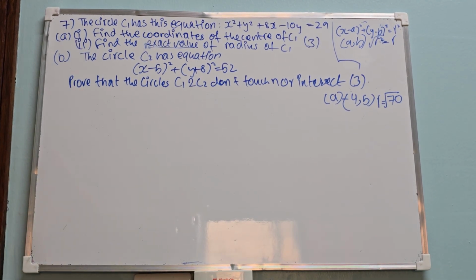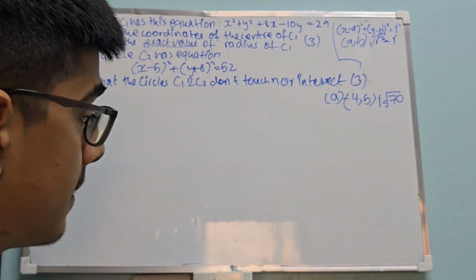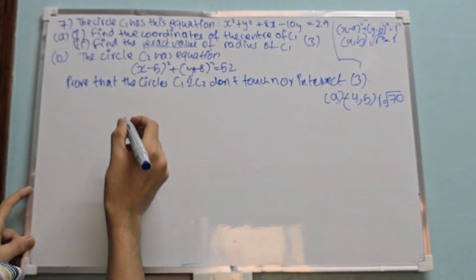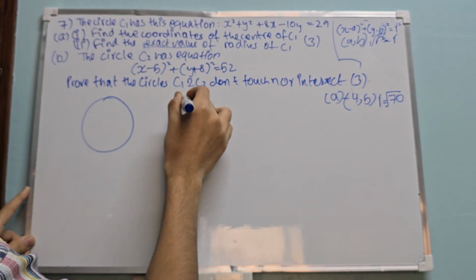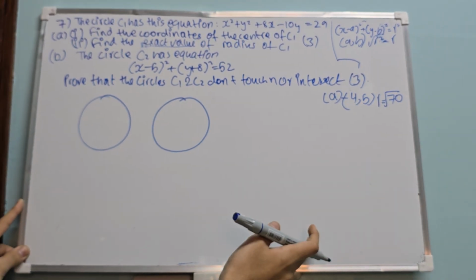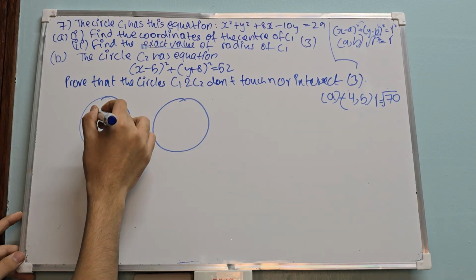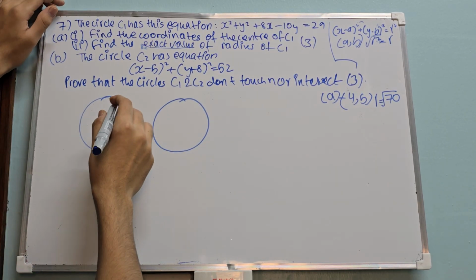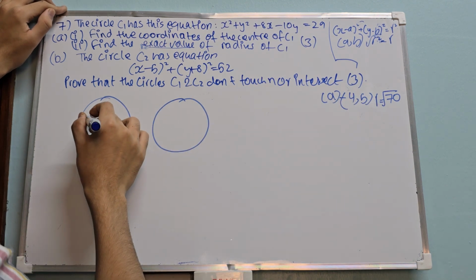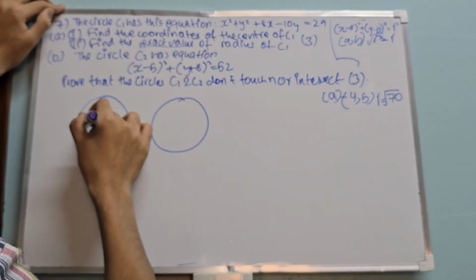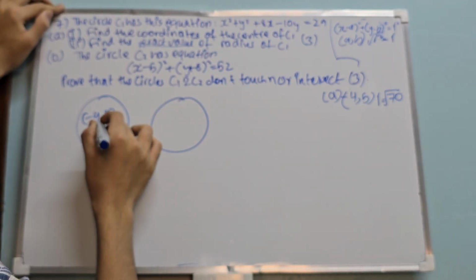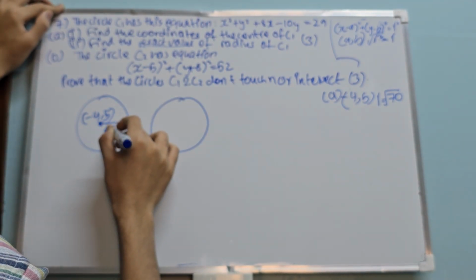For approaching this type of question, it is better that we draw a sketch of C1 and C2. So here's C1 and here's C2. And we have to show that they don't intersect. We cannot use points of intersection and find the discriminant. That's not going to work because that is unrealistic. So the center of C1 is (-4, 5), and the radius is root 70.